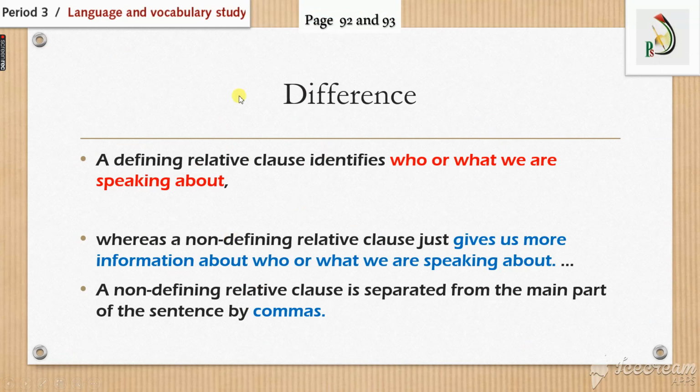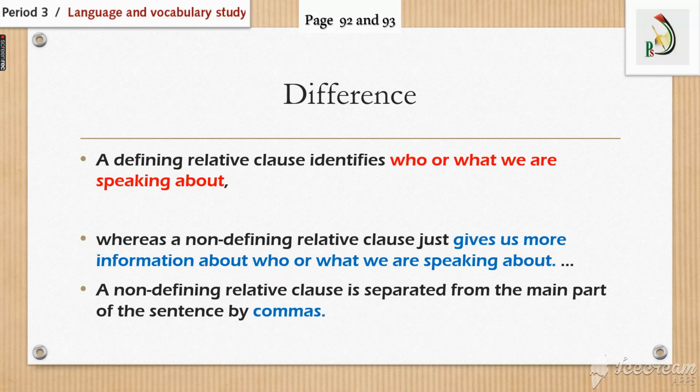What is the difference? A defining relative clause identifies who or what we are speaking about. Like the term defining suggests, it tells who or what we are talking about. Whereas a non-defining relative clause just gives us more information about who or what we are speaking about. See, defining tells you exactly what is important, what is needed, what is required.